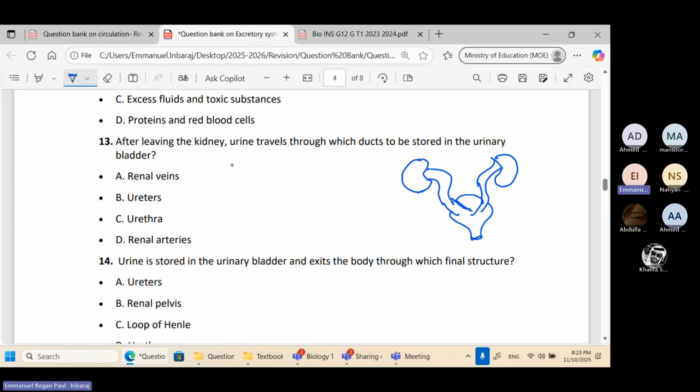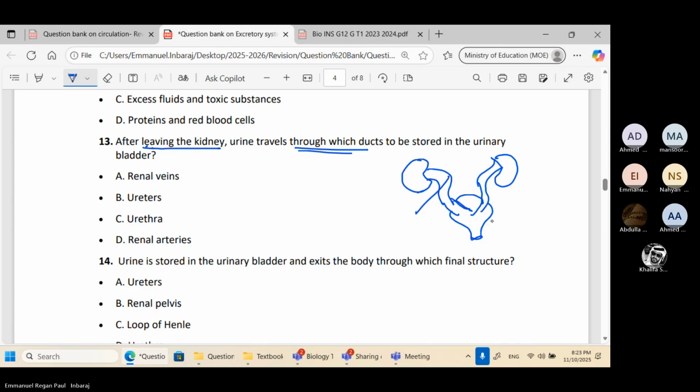After leaving the kidney, the urine travels through the duct to be stored in the urinary bladder. So what is the name of the duct? What is the name of this duct?